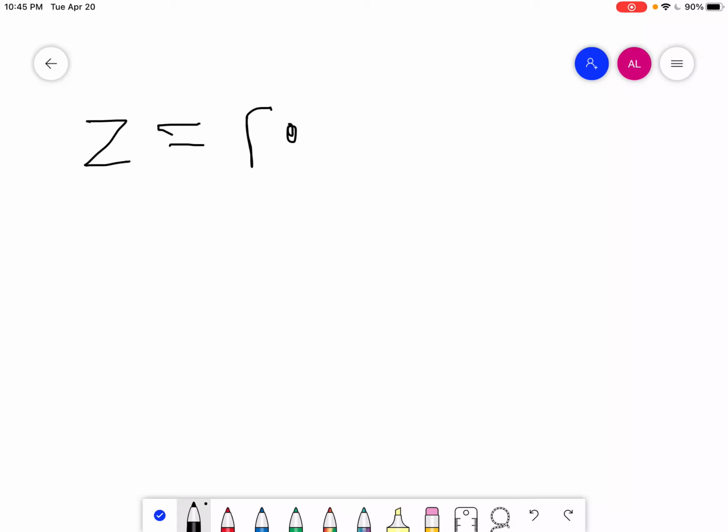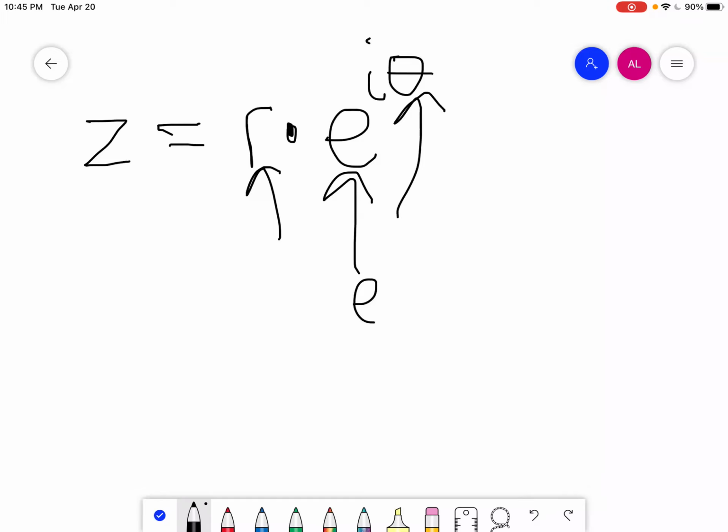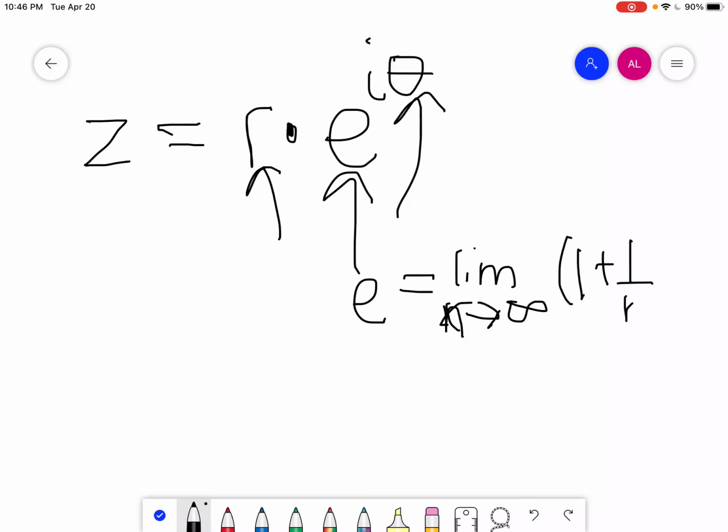which allows a complex number to be written as r, which is just the radius from the origin, times e to the i theta. e is Euler's constant, which is the limit as n approaches infinity of 1 plus 1 over n to the nth power.